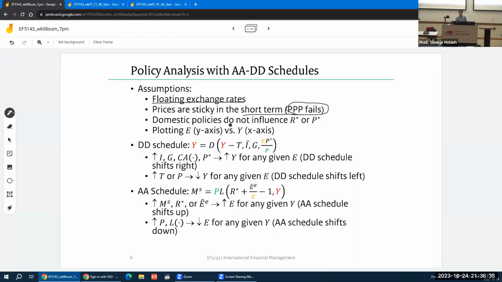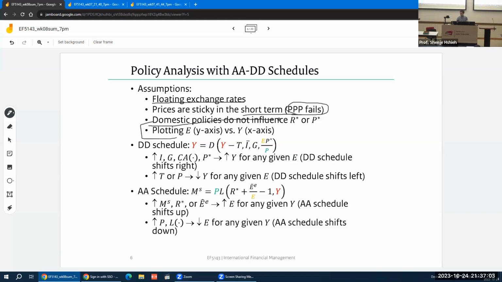We also assume that there's independence between foreign interest rate policy and domestic interest rate policy. Just because the EU or the Bank of England decides to cut interest rates doesn't mean that the Fed is going to do the same thing, or the PBOC. So let's decide what the interest rates should be independently of each other, which I don't think is an unreasonable assumption. Finally, we're plotting E against Y.